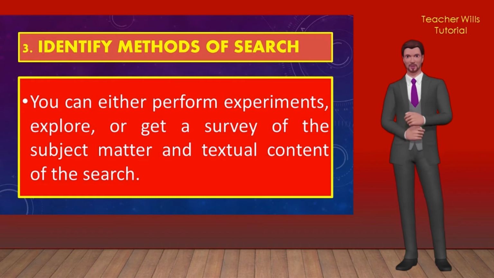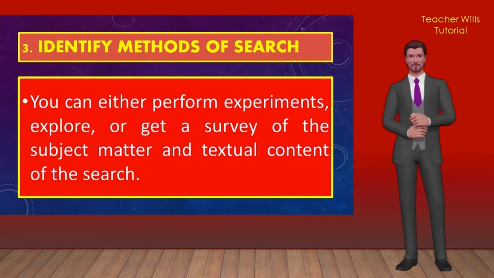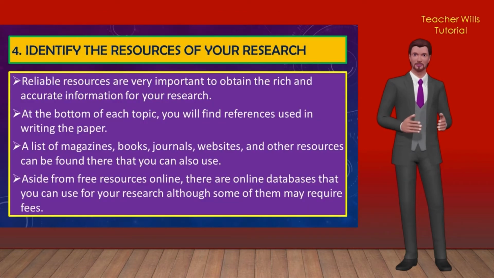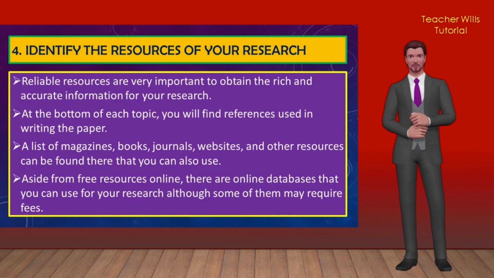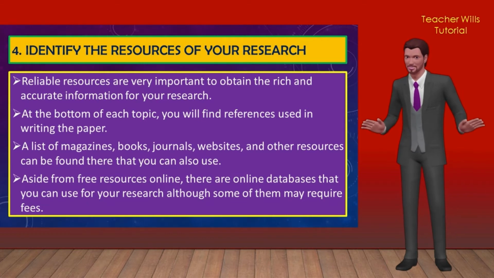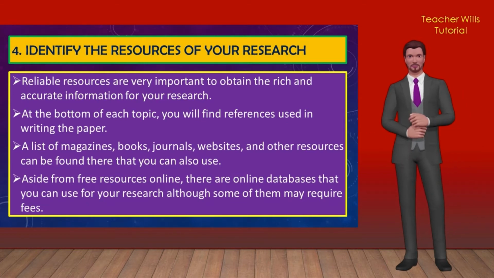Third, identify methods of search. You can either perform experiments, explore, or get a survey of the subject matter and textual content of the search. Fourth step, identify the resources of your research. Reliable resources are very important to obtain the rich and accurate information for your research.